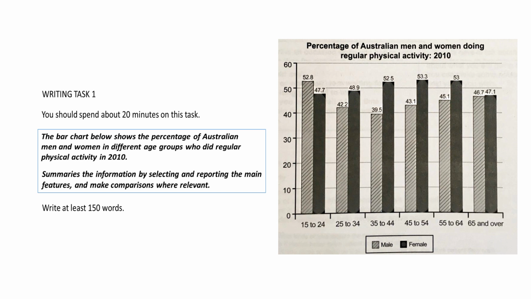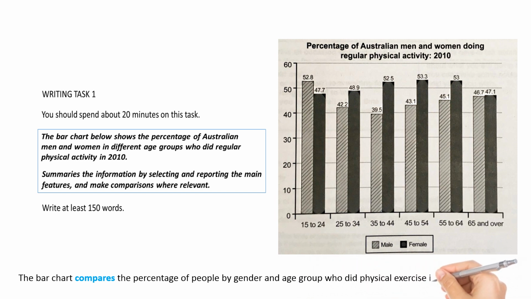At the start of your answer, you should write a short paragraph, 1 or 2 sentences, saying what the chart shows. For the first paragraph, you just need to restate the information in the instructions. But you should use paraphrase or different structures to avoid too much repetition. Look at how it would be written. The bar chart compares the percentage of people by gender and age group who did physical exercise in Australia in 2010.